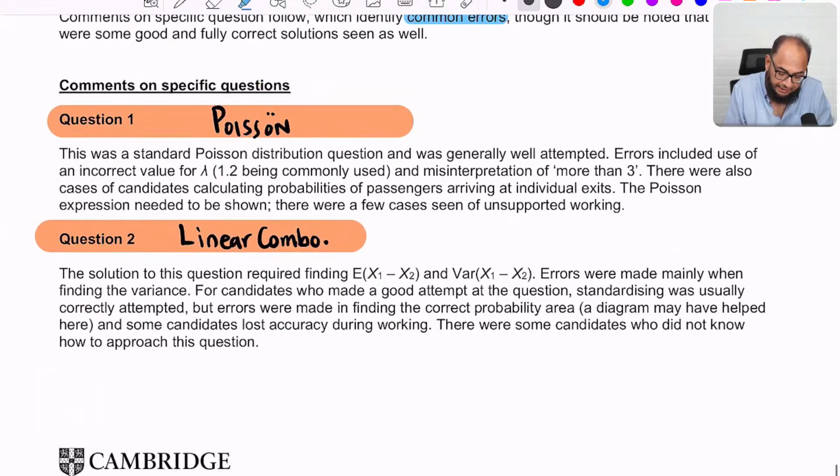So now the first 2 questions we are focusing on. This was a standard Poisson distribution question and was generally well attempted. Errors included use of an incorrect value of lambda, 1.2 being commonly used. That means they did not use ratios. And misinterpretation of more than 3. There were also cases of candidates calculating probabilities of passengers arriving at individual exits. Oh, that means they forgot that it was about the total.